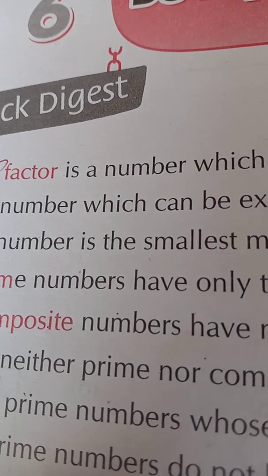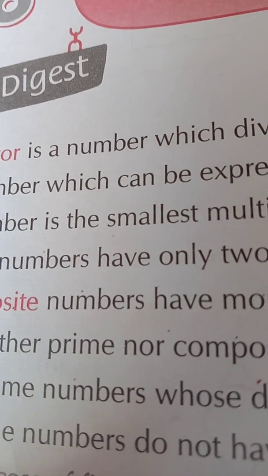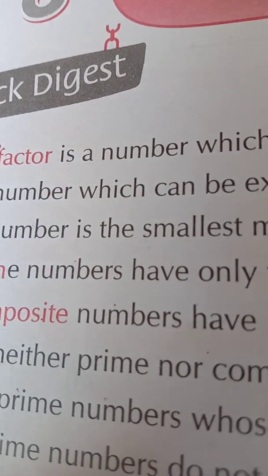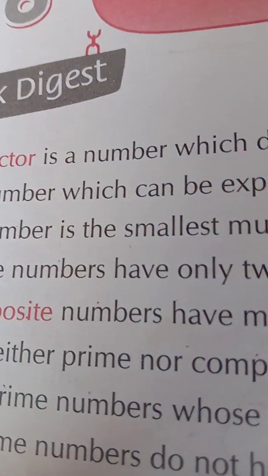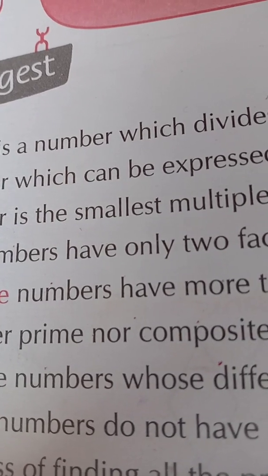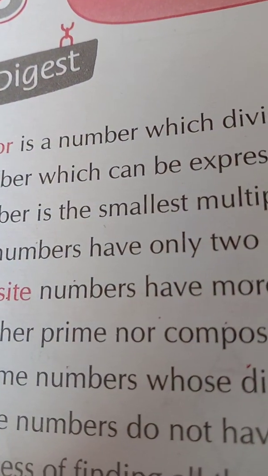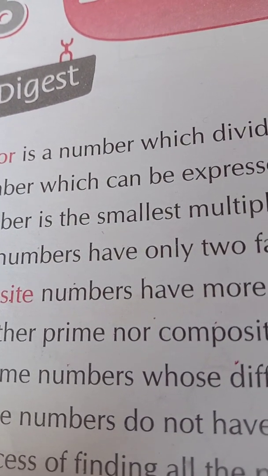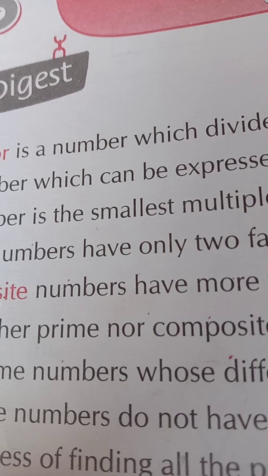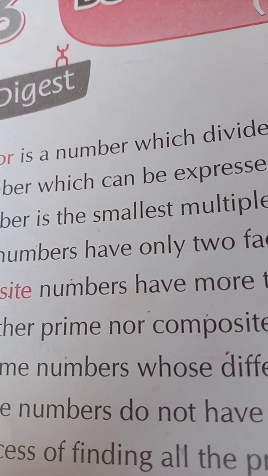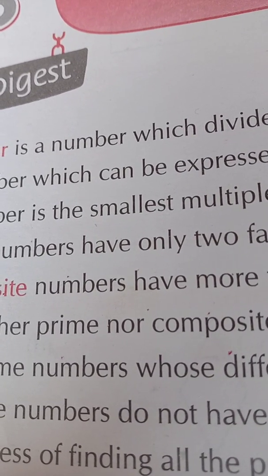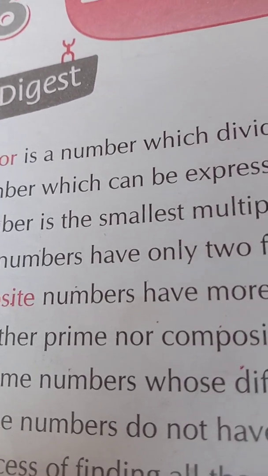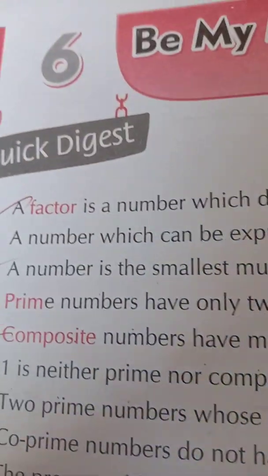Suppose, for example, the given number is 6. If I divide it by 1, I will get 1 sixes are 6 and no remainder, that is remainder 0. If I divide it by 2, I will get 2 threes are 6, that is remainder 0. If I divide it by 3, I will get the remainder 0. If I divide it by 6, I will get the remainder 0. So here are the numbers 1, 2, 3, 6. These all are the factors of the given digit 6.